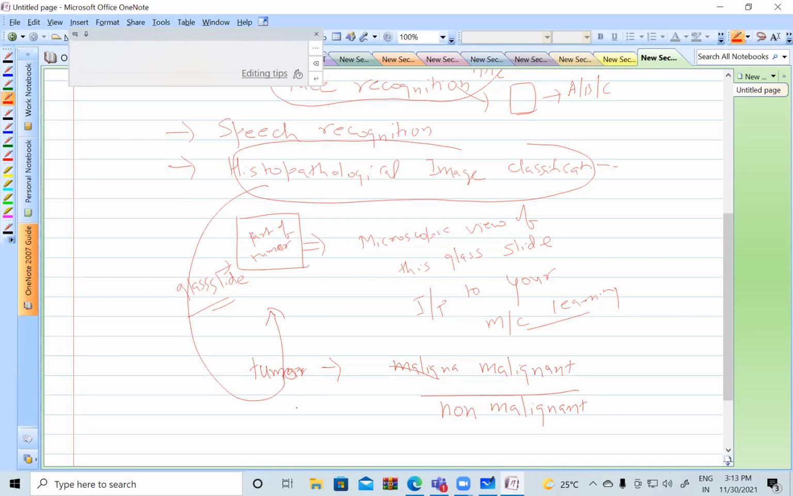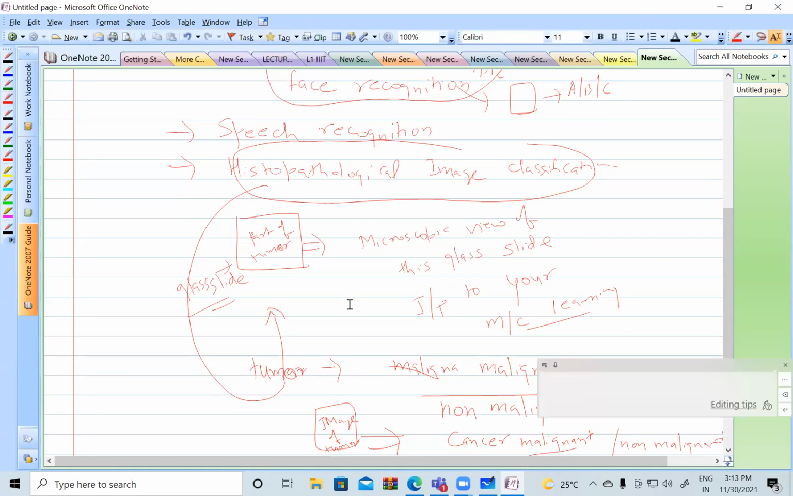The doctors use some injection for taking a part of the tumor out, and that tumor is spread over the glass slide. The microscopic view is given as input to your decision support system, and based on the image of the tumor as input, you have to classify whether the person is having cancer. If the image corresponding to the slide is not cancerous, then you will say that the image corresponds to the non-malignant category.